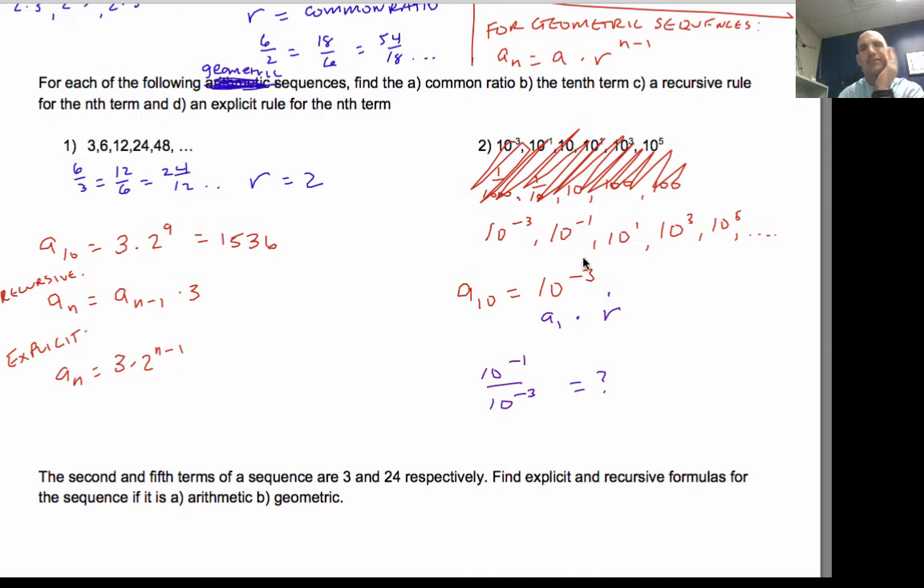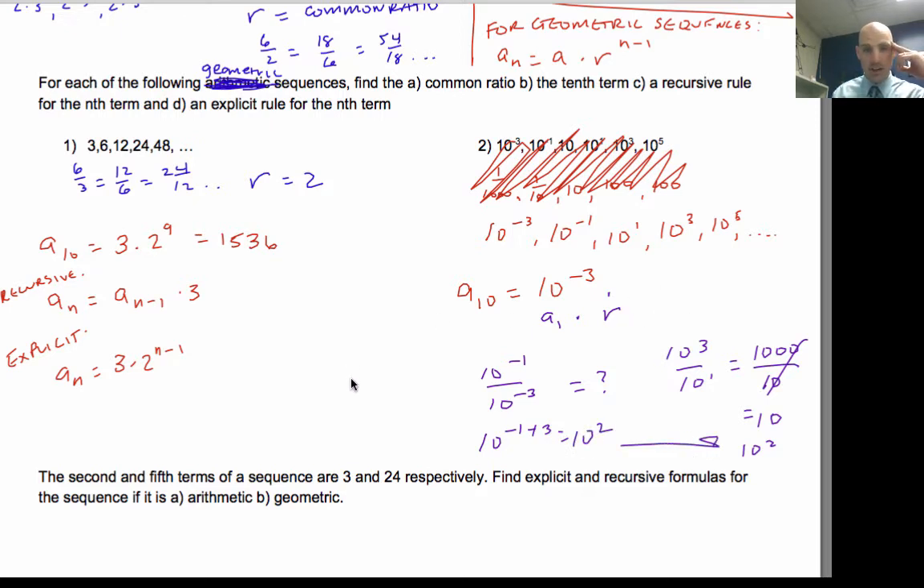What? Do an easier one, right? What if you did 10 to the third over 10 to the first? So that would be 1,000 over 10. So it would be equal to 100, which is 10 squared. Okay, and if you did the subtraction here, it'd be -1 minus -3. So 10 to the -1 plus 3 is equal to 10 squared. Okay, those match up. So my common ratio is equal to 10 squared.